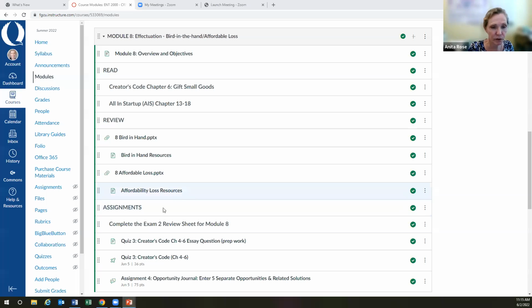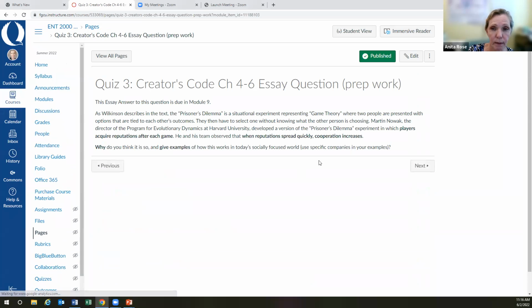Next, I just want to go into, you want to focus on your exam review worksheet. So module 8, we have quite a bit that encompasses module 8. So be sure to update that right away and have that ready to go for your exam 2. And then you have the Creators Code quiz, which is chapter 4 through 6. This is the essay question. I'm just going to go ahead and open it up for you.